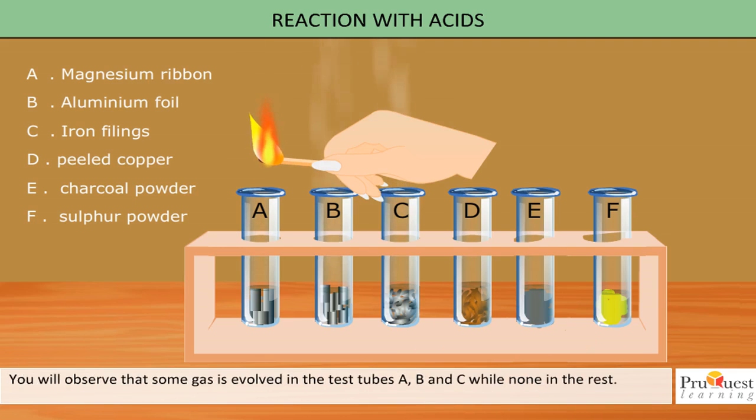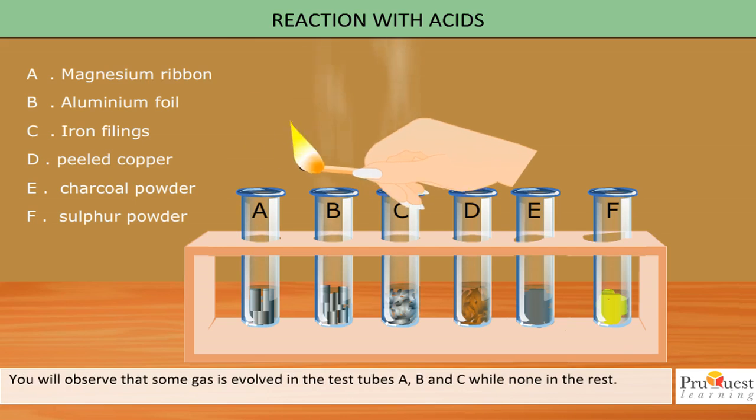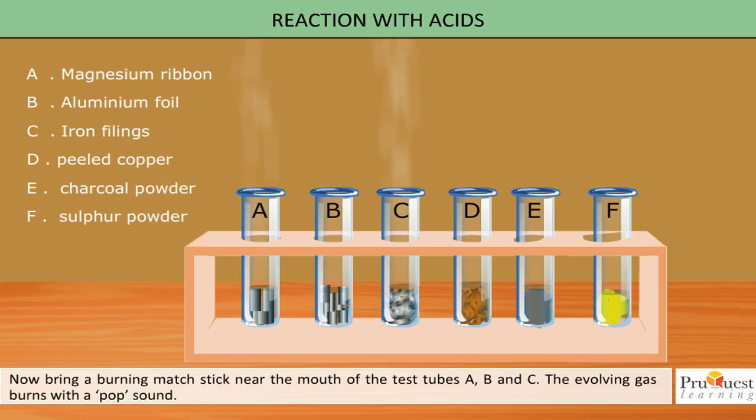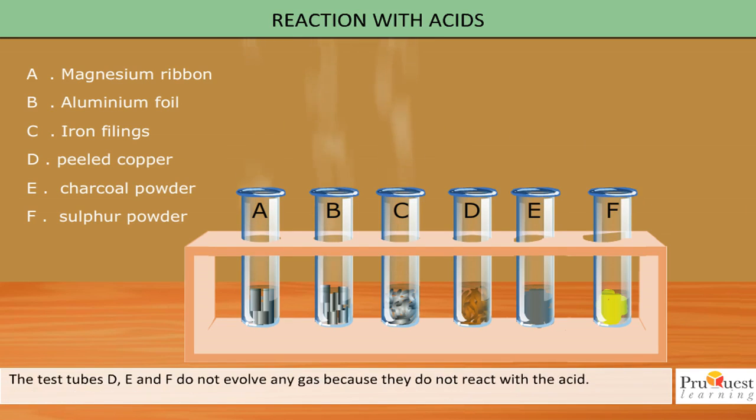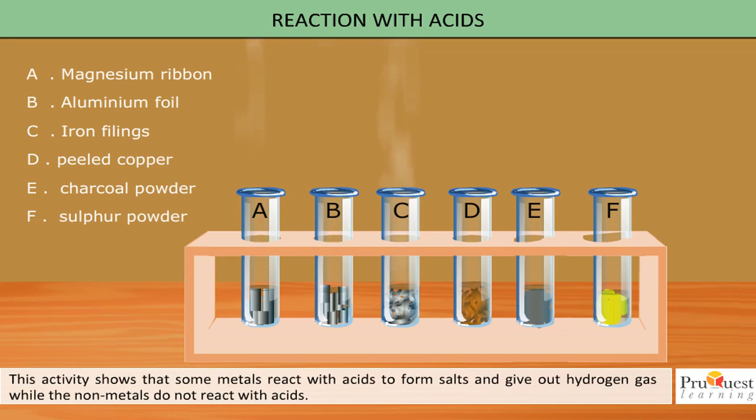You will observe that some gas is evolved in the test tubes A, B, and C, while none in the rest. Now, bring a burning matchstick near the mouth of the test tubes A, B, and C. The evolving gas burns with a pop sound. The test tubes D, E, and F do not evolve any gas because they do not react with the acid. This activity shows that some metals react with acids to form salts and give out hydrogen gas, while the non-metals do not react with acids.